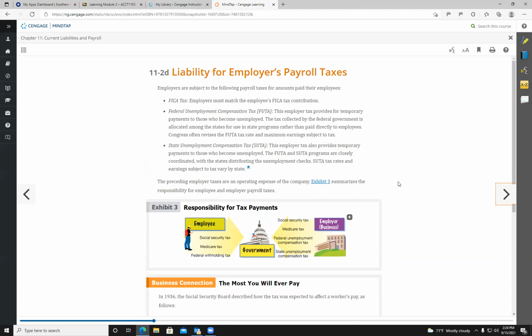Congress often revises the federal unemployment compensation tax rate, so that's always being revised. In real-world situations we would always want to look that up to make sure we're using the most current tax rate. We also have the state unemployment compensation tax. This employer tax also provides temporary payments to those who become unemployed. The federal and state unemployment tax programs are closely coordinated, with the states distributing the unemployment checks. The state unemployment tax rates and earnings subject to tax vary by state, obviously.